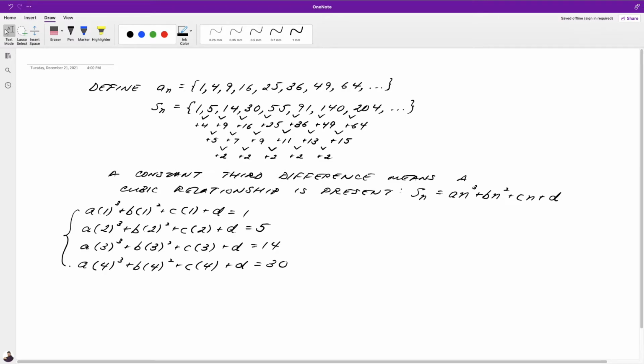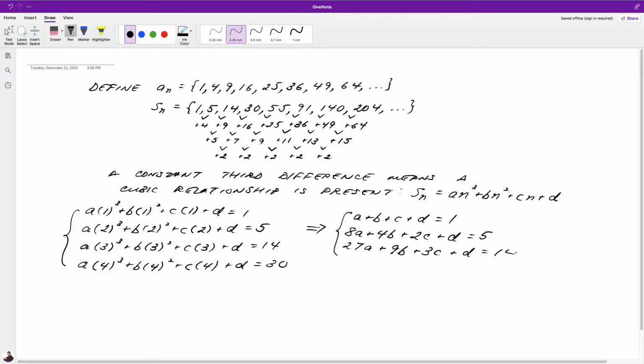And we want to go ahead and simplify it. So this is going to give us A plus B plus C plus D equals 1. 8A plus 4B plus 2C plus D is equal to 5. 27A plus 9B plus 3C plus D is equal to 14. 64A plus 16B plus 4C plus D is equal to 30.